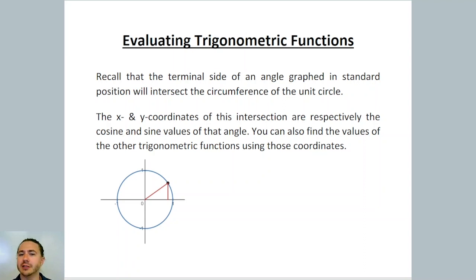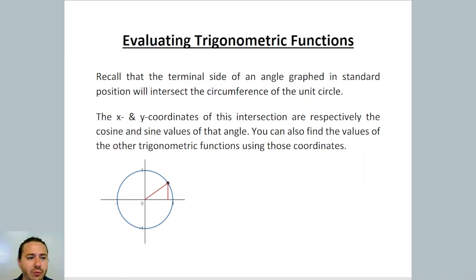So far in this unit, we've talked about angle measures in degrees and radians. We've talked about the different trig functions: sine, cosine, tangent, secant, cosecant, and cotangent. We've talked about the Pythagorean theorem and your special right triangles. Last time we got into the unit circle, and today we're going to go over how to use the unit circle to evaluate those trig functions that we talked about earlier.